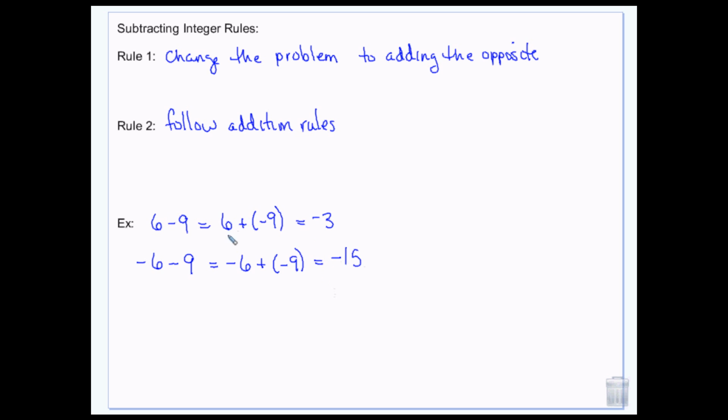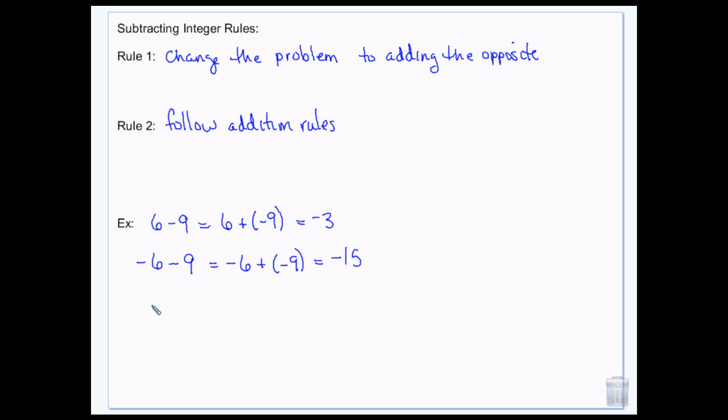Now, do you actually have to write this like this? You don't have to, no. But this is how I want you to think about it. So when you see this, you're thinking negative 6 plus negative 9. Or if you see this, you're thinking 6 plus negative 9. So that it helps you to know what to do. If it helps you to rewrite them, then rewrite them. If you don't need to, you don't have to.